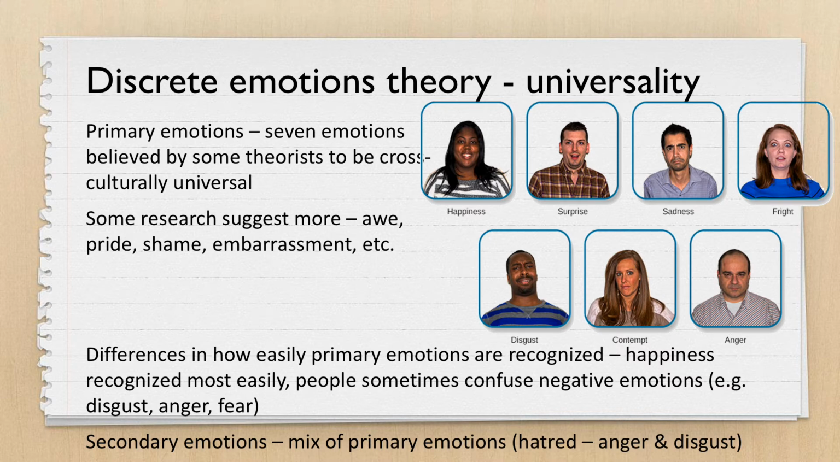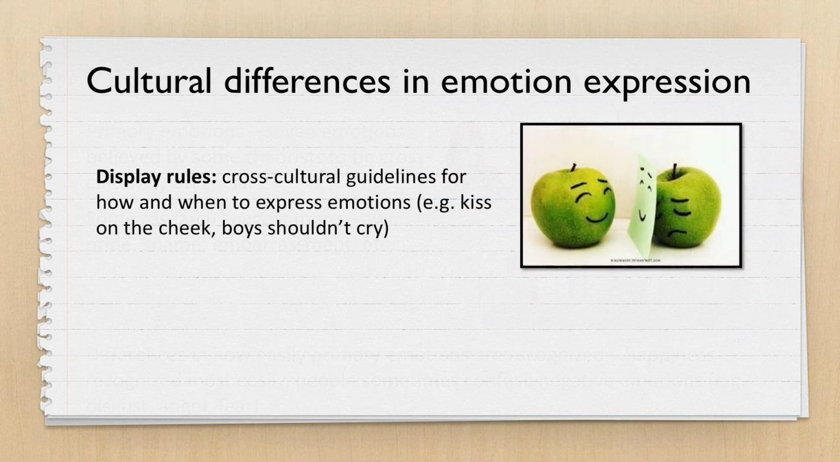Primary emotions don't tell the whole story of our feelings. Our brain creates an enormous array of secondary emotions from a small number of these primary emotions. For example, hatred is a mix of anger and disgust.